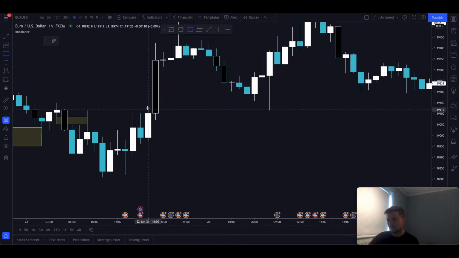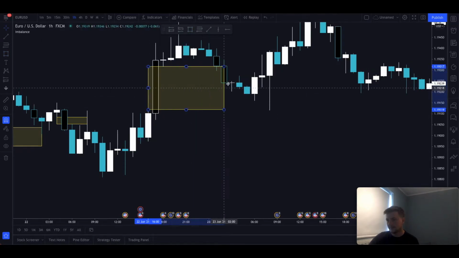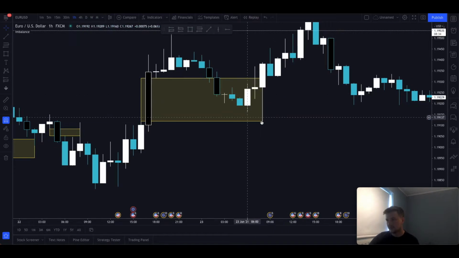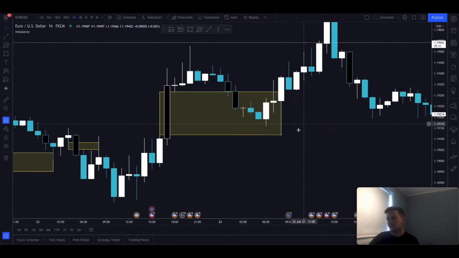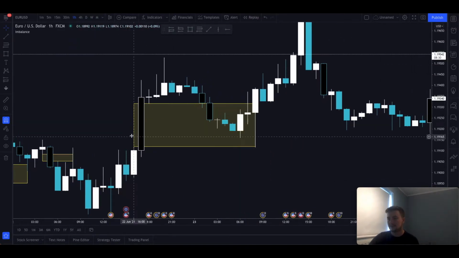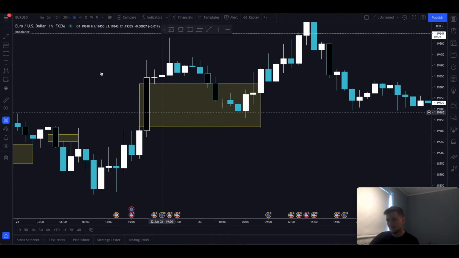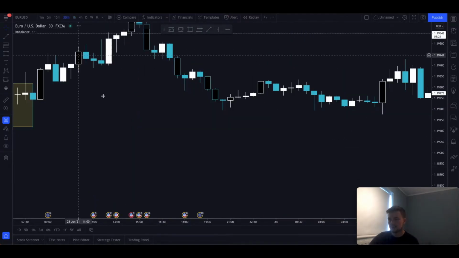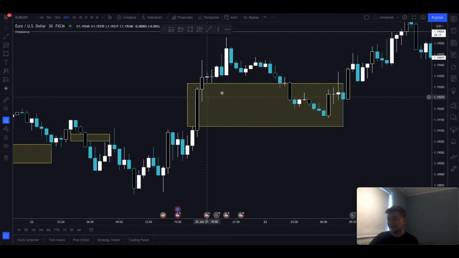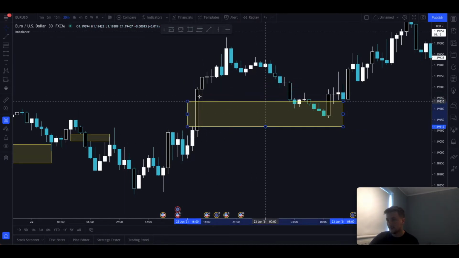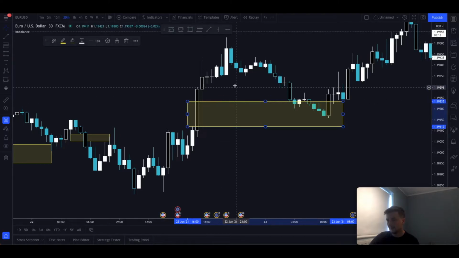Now here, what have we got here? Another imbalance, comes into it, rejects off of it, and then pushes up. But quite clearly, this imbalance is huge, right? So how would you overcome this massive imbalance? Well, you would drop down to the lower time frames and slowly narrow it down. So here, the low is still the same, but the high is all the way down here now.